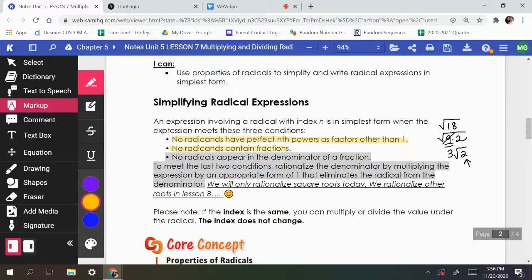No radicands can contain fractions. So you don't want any fractions under the radical. And no radicals appear in the denominator of a fraction. To meet the last two conditions, we're going to rationalize the denominator by multiplying the expression by an appropriate form of 1 that eliminates the radical from the denominator. In this section, we're only going to worry about rationalizing square roots, since that's something that you learned in geometry. But in future lessons, we'll talk about how to rationalize cube roots, fourth roots, etc.